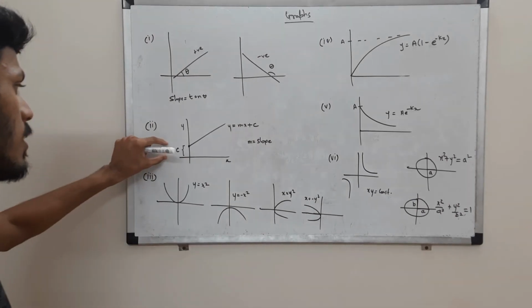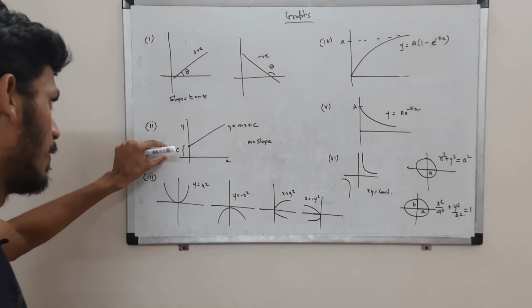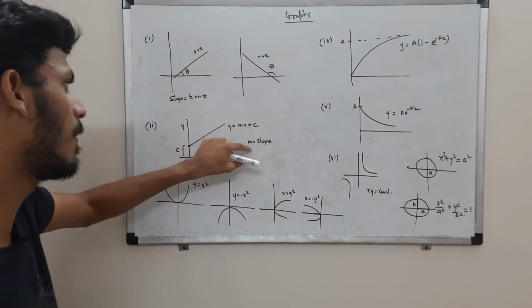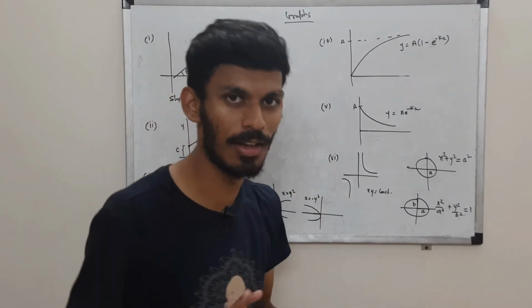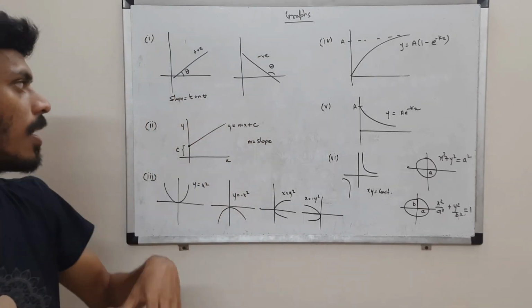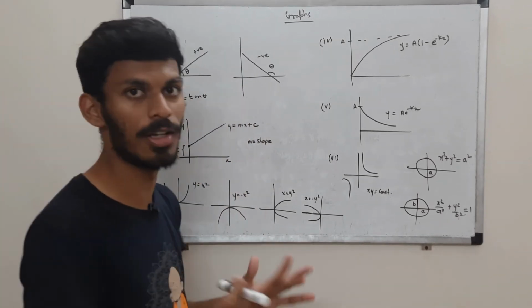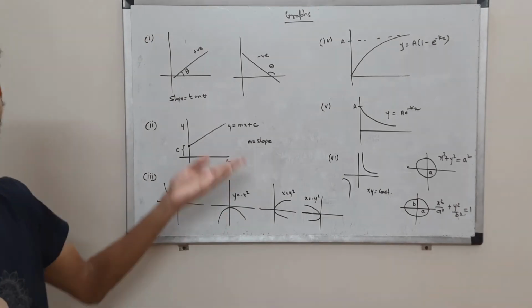Okay, so this is nothing but the y intercept. c is nothing but the y intercept, and m is the slope. If you are given an equation of this type, y is equal to mx plus c, you are supposed to recognize it and you can plot it in this form.